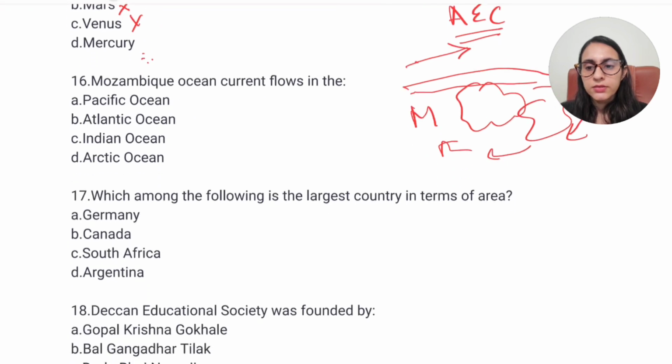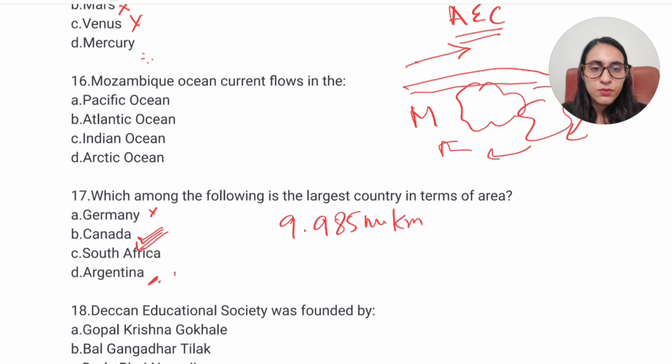Which of the following is the largest country in terms of area? So Canada is the largest country in terms of land area, and Germany is not the largest country by land area. It is a European country with a relatively smaller area. Then South Africa is a country in Africa, but it is not the largest by land. Argentina is a large country in South America, and it is not as extensive as Canada in terms of land area.